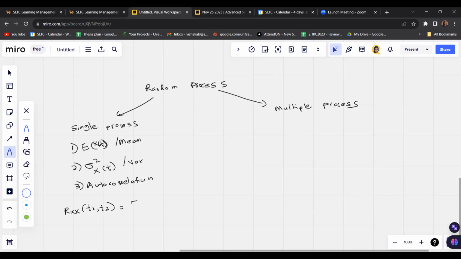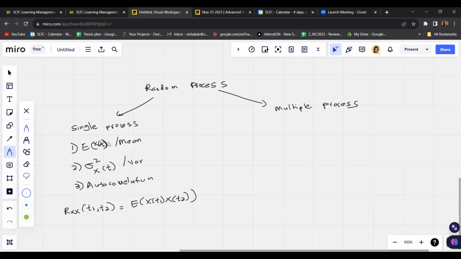Rxx(T1, T2), this one we defined as the autocorrelation. We can define autocorrelation as the expectation of the random variables xt1 and xt2. So in cases where we have random processes which are basically IID, we have certain specific properties.